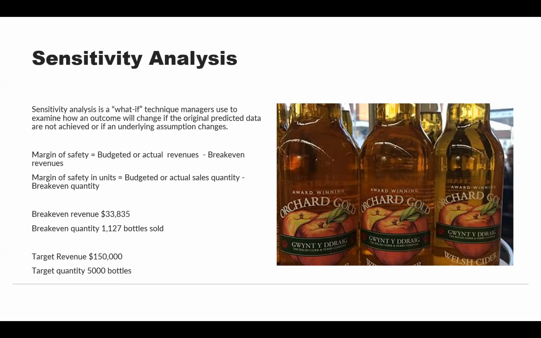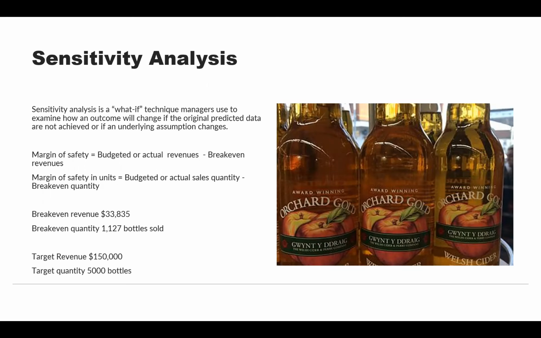As you're creating a budget, as you're thinking about making an investment, you have your budgeted revenues or your actual revenues, and then you have your break even revenues, right? Anything less than break even, you're losing money. And so you can have that in revenue, or you can have it in units sold. So the margin of safety in units sold would be the quantity that you sell, and then the break even quantity that you need to sell.